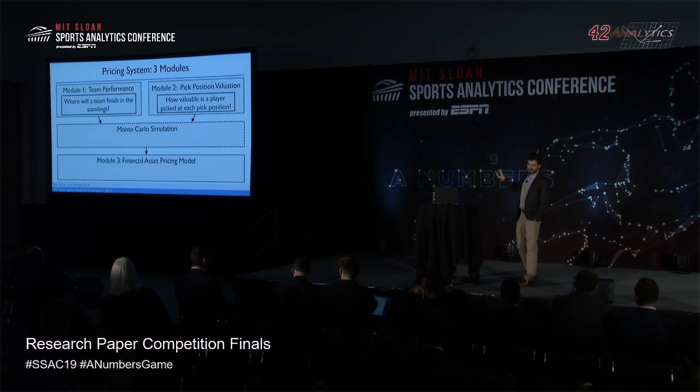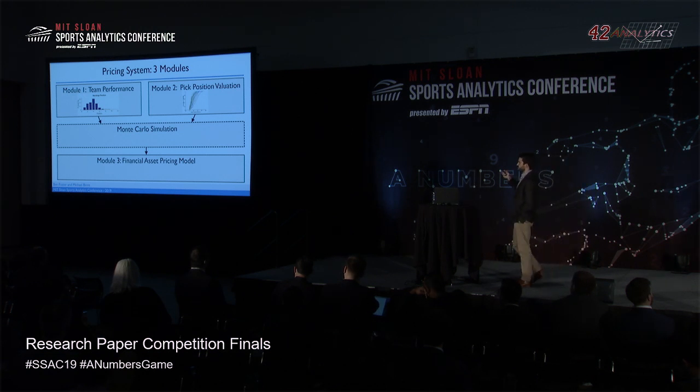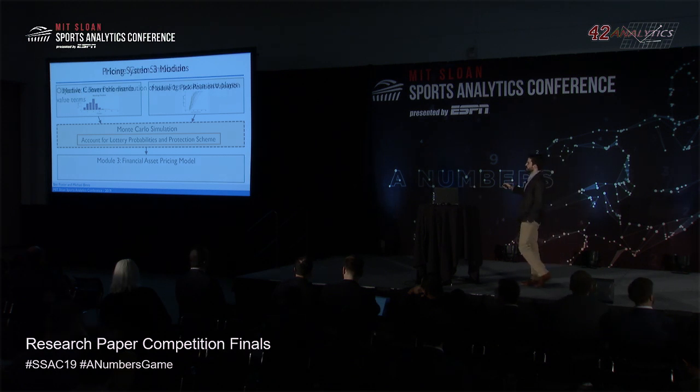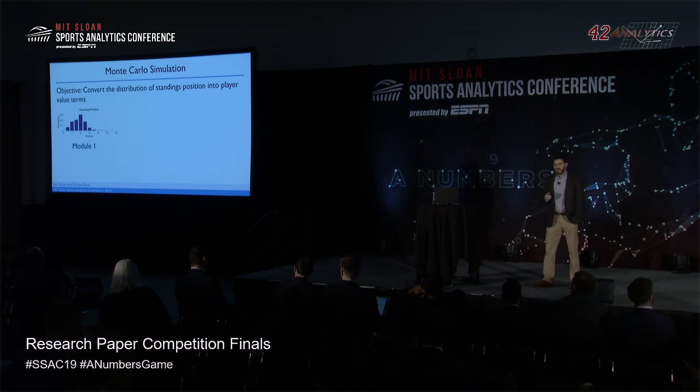Okay, so we've captured some of the uncertainty in these two different areas here. We have distributions to describe it, and we want to combine those together and then account for lottery probabilities and a protection scheme. We do so in a Monte Carlo simulation that has a whole bunch of steps, but the broad details are here. So we start with that module 1 output.